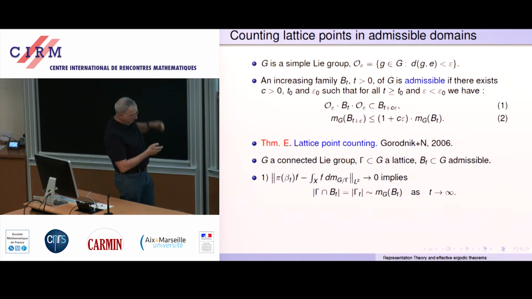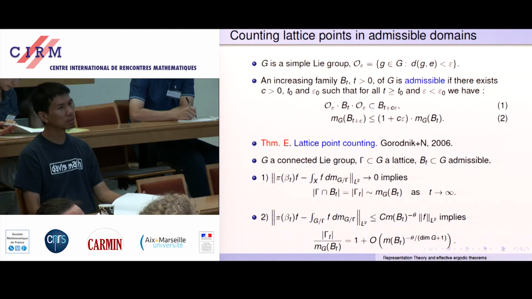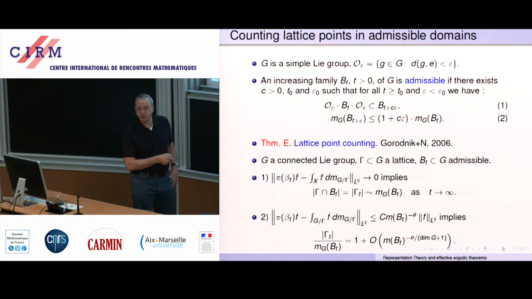Okay, this is one result, and the next result is more significant: if you actually have the effective mean ergodic theorem, namely if the convergence of the averaging operators on L2(G mod gamma) to the space average has a certain rate of convergence, given say by a certain negative power of the volume, then in fact you have a bound for the next term in the asymptotics, namely the number of lattice points divided by the volume is 1, up to an error which is bounded by a negative power of the volume, but that power of the volume is compromised by dim G plus 1.